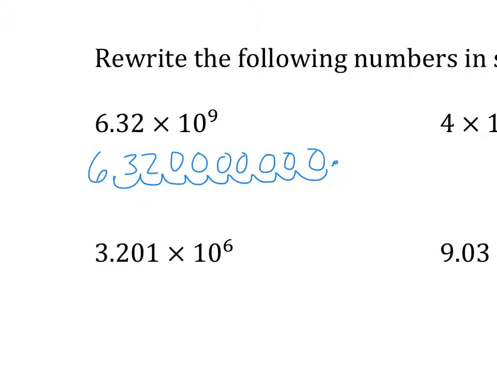Okay, now I'm going to rewrite it just because then we don't have all those little loops in there. So our answer for this one will be 6, 3, 2, 0, 0, 0, 0, 0, 0, 0, which looks like 6,320,000,000.